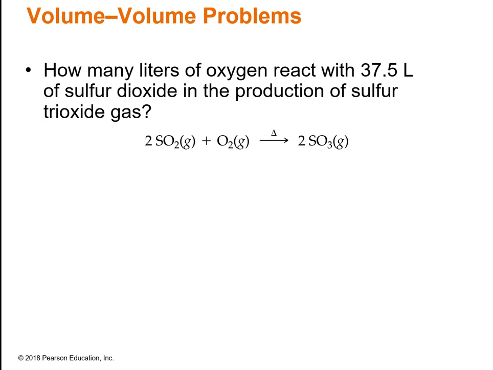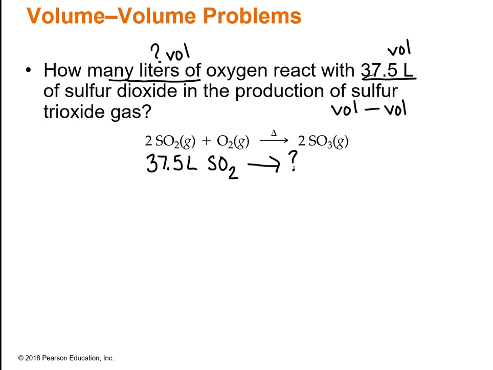How many liters of oxygen react with 37.5 liters of sulfur dioxide in the production of sulfur trioxide gas? How you identify this as volume to volume: how many liters, so that's a question about a volume, react with, and then you have a volume for your given information. So that's how you can identify volume to volume. All you're given is a volume, and you're asked about a volume. And in this case, we've got 37.5 liters of sulfur dioxide gas, and we want to know how many liters of oxygen gas will react with it.